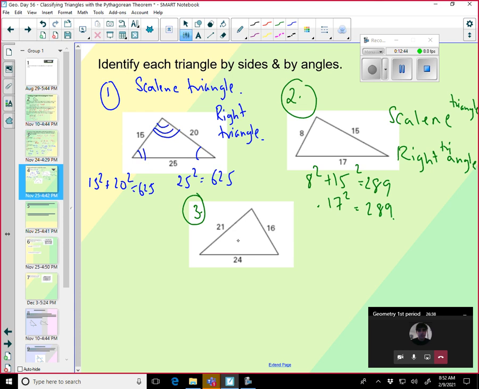Now we have to see the last one here. 24, 21 and 16 are given. Let's compare it with, once again here the sides are all different, so therefore it's going to be a scalene triangle.